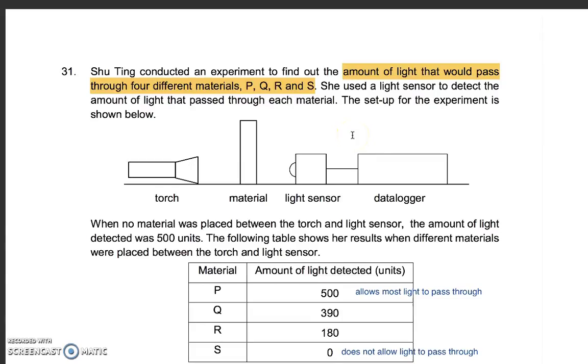Alright, so we're going to continue with question 31. So Shooting conducted an experiment to find out the amount of light that would pass through 4 different materials, P, Q, R, and S. So same thing, you have the setup here. Your material will change out. So she used a light sensor to detect the amount of light that passed through each material, and the setup is shown over here. Alright?